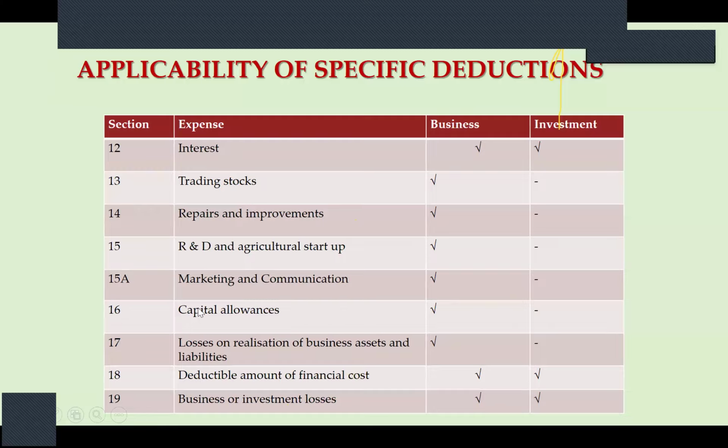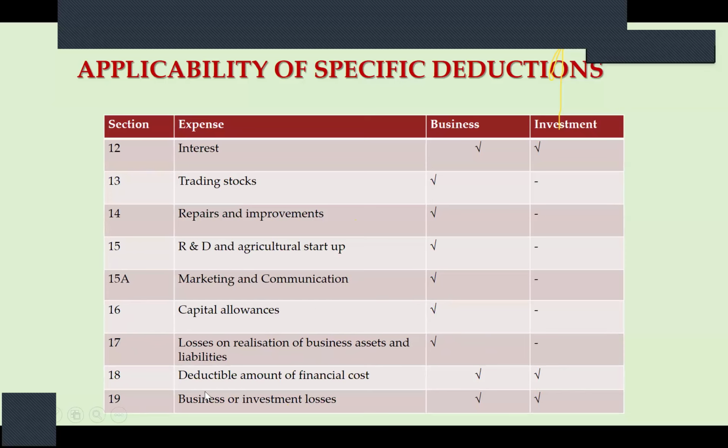Then under section 16, capital allowances are provided. That is also for business income. Then section 17 is applicable for the losses on realization of business assets. Last week I explained what are the business assets, what are the capital assets, what are the investment assets. So this is for the business asset and liabilities. It is also for business income.